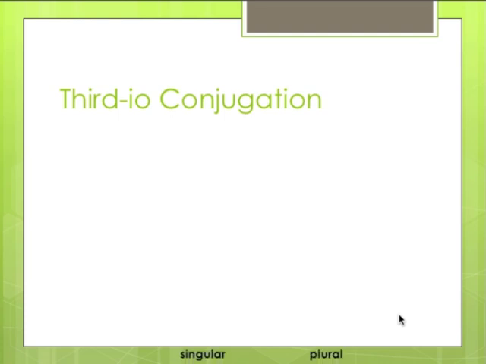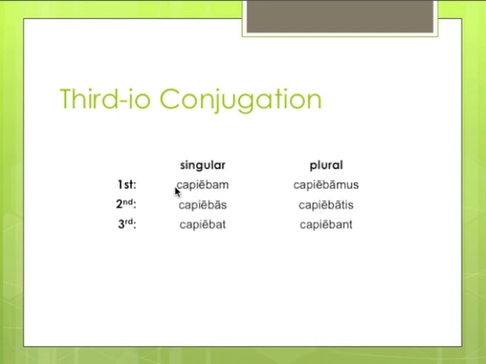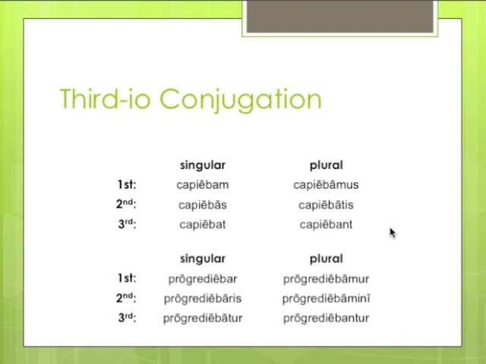And finally, here's the third io conjugation. Capiebam, capiebas, capiebat, capiebamus, capiebatis, capiebant. And here's third io deponent verbs. Progrediebar, progrediebaris, progrediebatur, progrediebamur, progrediebamini, progrediebantur.